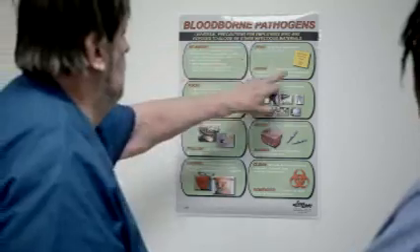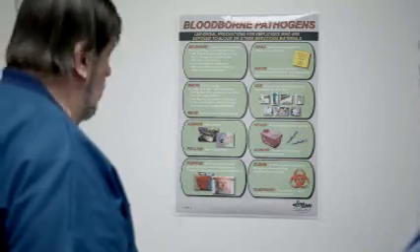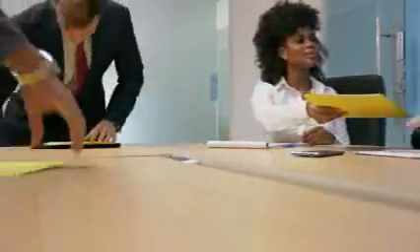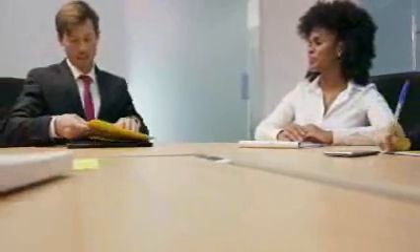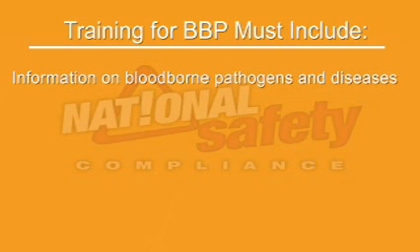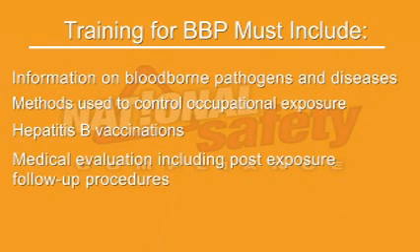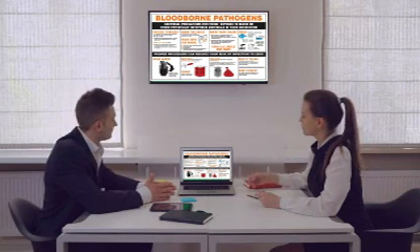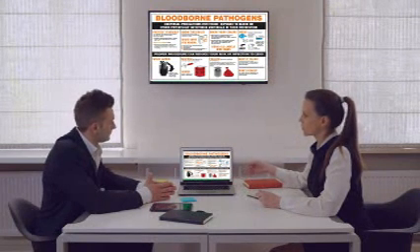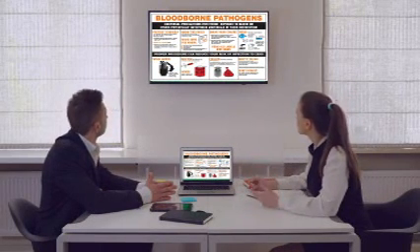OSHA's Bloodborne Pathogens standard requires employers to provide information and training to workers. Employers must ensure their workers receive regular training that covers all elements of the standard, including, but not limited to, information on bloodborne pathogens and diseases, methods used to control occupational exposure, Hepatitis B vaccinations, and medical evaluation, including post-exposure follow-up procedures. Employers must offer this training on initial assignment, at least annually thereafter, and when new or modified tasks or procedures affect a worker's risk of occupational exposure.